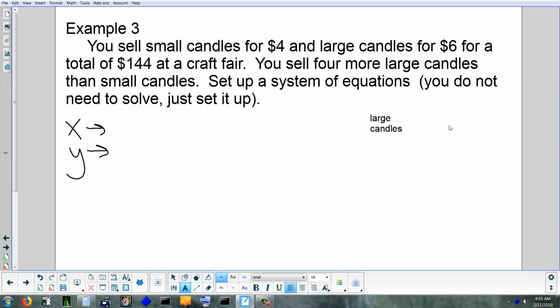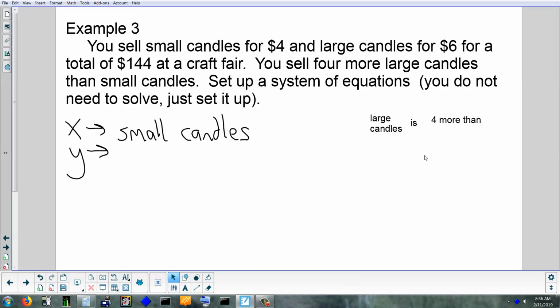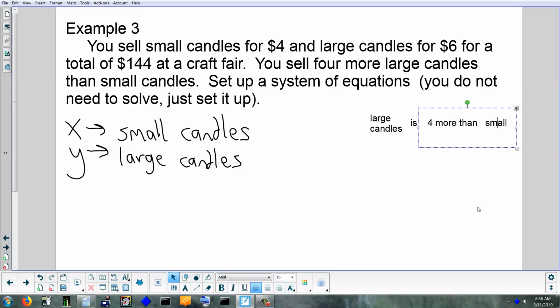We're dealing with two things here. Small candles and large candles. All right? So, like Yusuf just said, x is going to be small candles. How did I determine that? It was the first thing written in the problem. I'm going to say that my small candles are x. What's y going to represent then? Large candles.